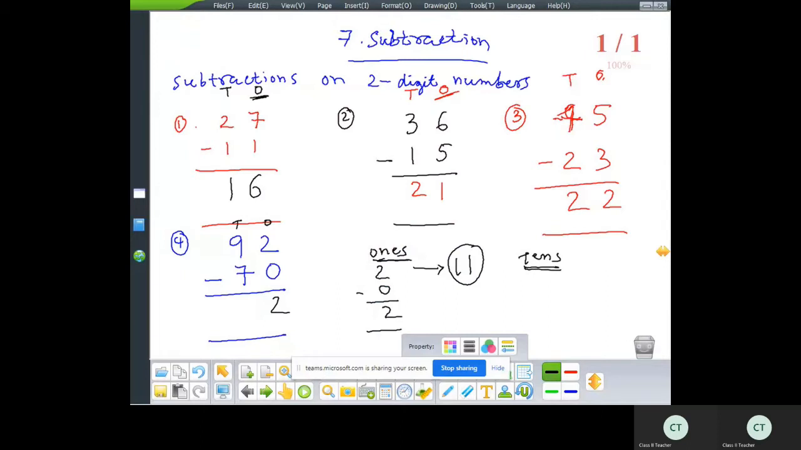Now subtracting on tens. The digits are in the tens place. 9 minus 7 means 7 is subtracting from 9. 9 means draw 9 lines, 1, 2, 3, 4, 5, 6, 7, 8, 9. From 9 lines, we remove 7 lines. After cutting 7 lines, there are 2 lines. 9 minus 7 equals 2. Answer is 22. 92 minus 70 is equal to 22.